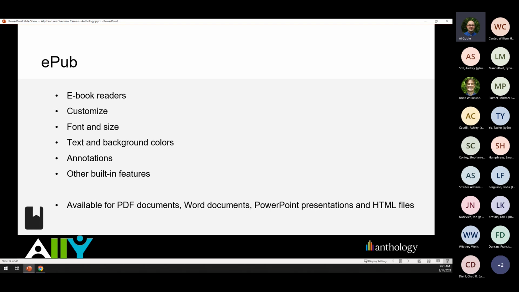Then we have, as I mentioned earlier, the EPUB format. So this is the format that ebook readers use. So this allows you to take the original course content and load it into your ebook reader where you can customize that reading experience. You can change the font and size easily and the color of the text and the backgrounds. Even more, if you use some of the annotation features or are used to that, this allows you to do that with your course content and use those other built-in features that may be available to you within the ebook reader software or the device.